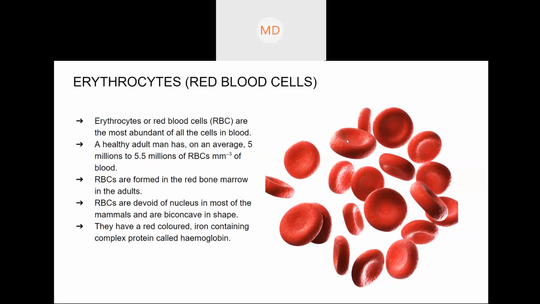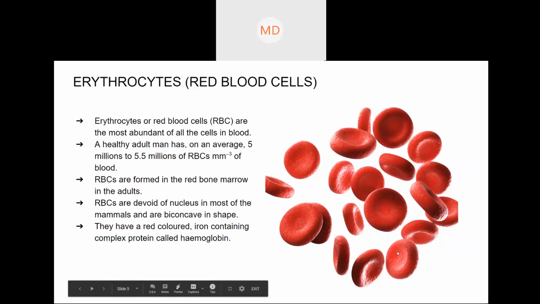So that is known as concave. And why is it known as biconcave? Biconcave means on both the sides, this side also, that side also, it is in the shape of concave. That's why it is known as biconcave. You can see the shape here in the diagram. This is the structure of the shape of the RBC, the red blood cells or erythrocytes.